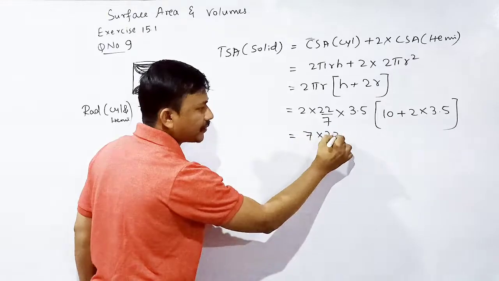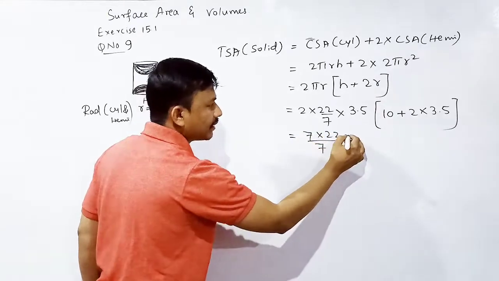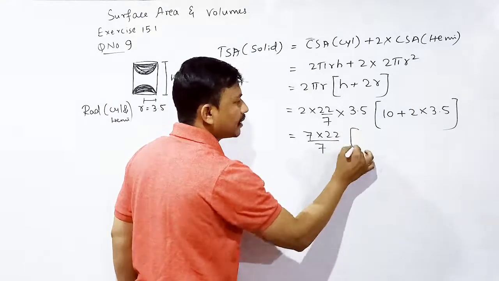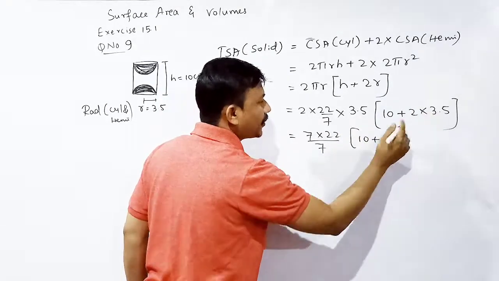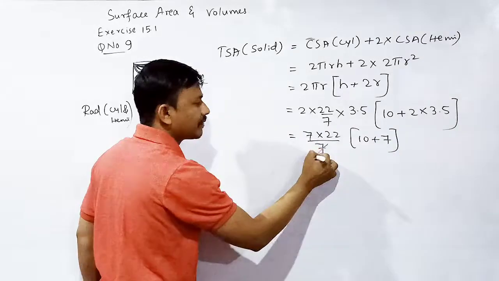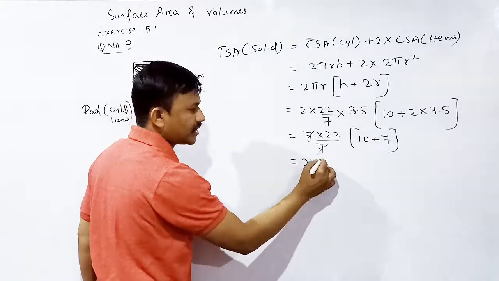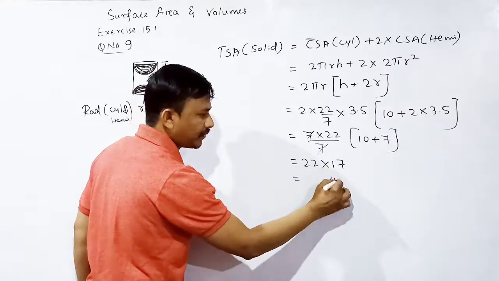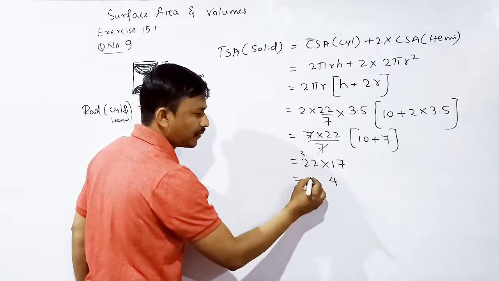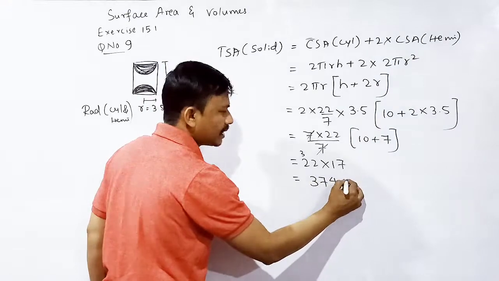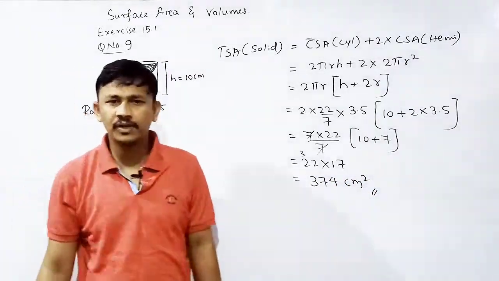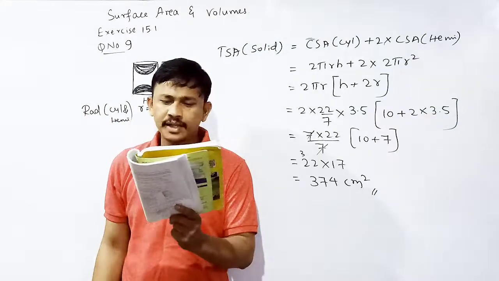This is equal to, okay, 3.5 2s are 7. 2 into 22 divided by 7 into, in bracket, 10 plus 7. 7 cancel, 22 into 17, correct? 17 2s are 34, carry 3, 17 2s 34, 374 centimeter square is the answer. Therefore, total surface area of the solid is 374 centimeter square.